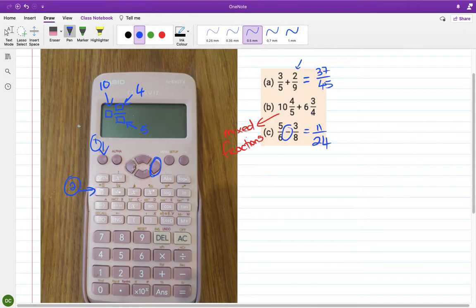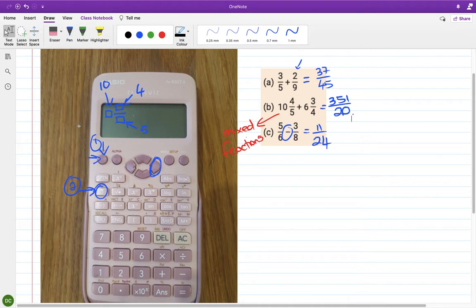And then it's another mixed fraction. So we're going to have to go back up here, press shift, press fraction again. So shift fraction, and we put in the 6, then on top the 3, and on the bottom the 4, and press equals. So if you've typed that in correctly, which I think I have, you get 351/20.